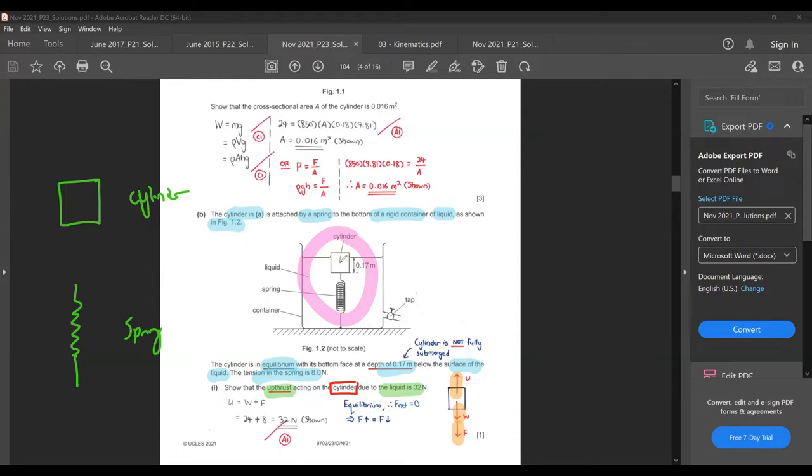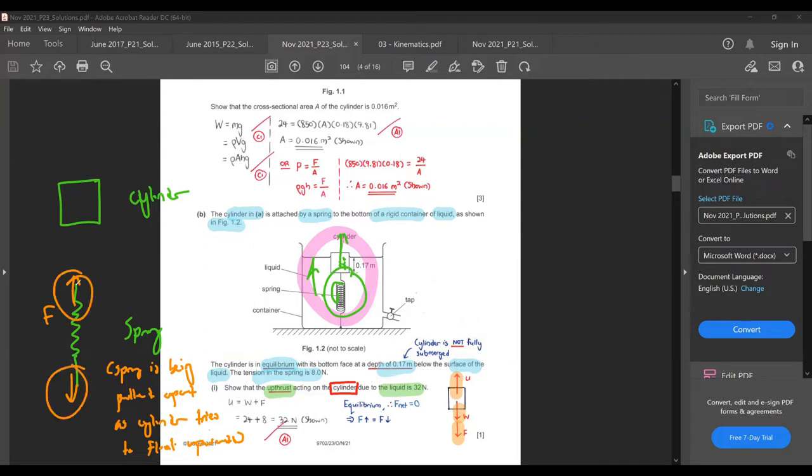When they put the cylinder in, the cylinder has a tendency to float upwards. But at the same time, it is attached to your spring. So as the cylinder tries to float upwards, the spring is actually being pulled. So I know that the spring force is going like this. This is the direction of the spring force F here. The spring is being pulled apart as the cylinder tries to float upwards. So I know the forces acting on the spring are going like this.